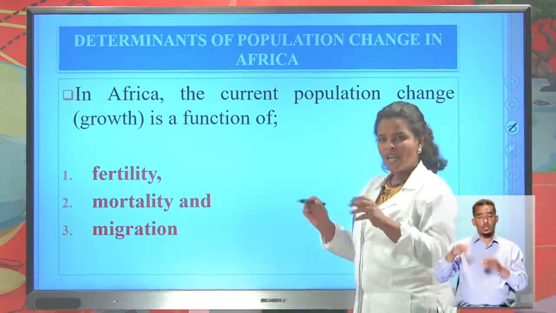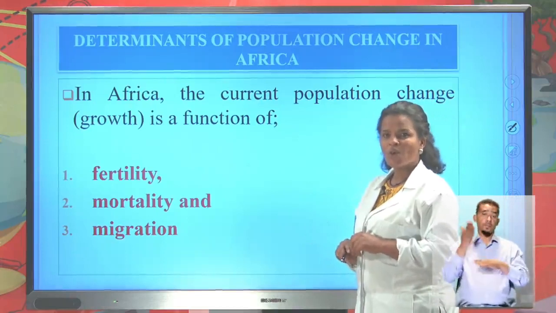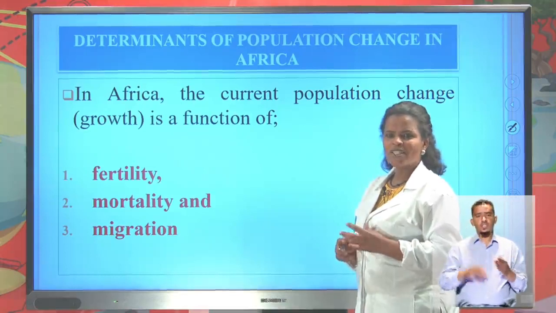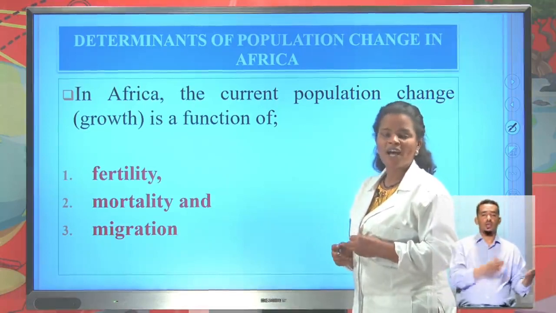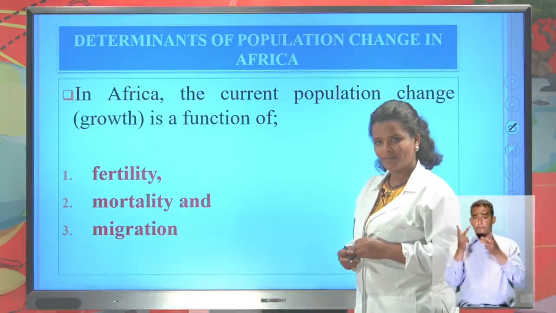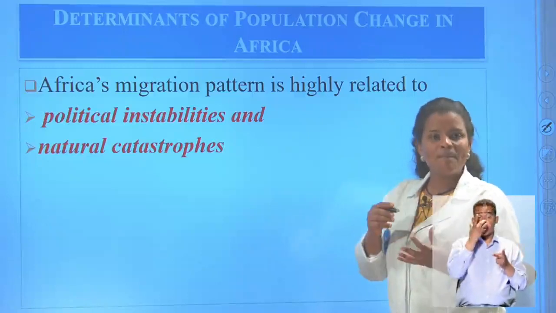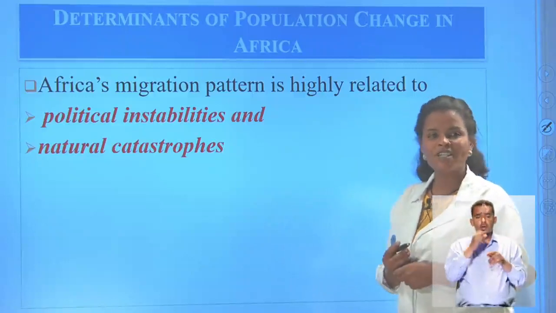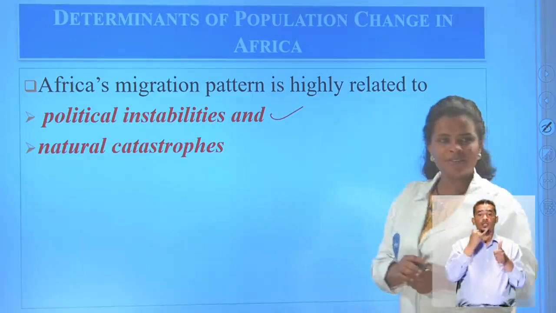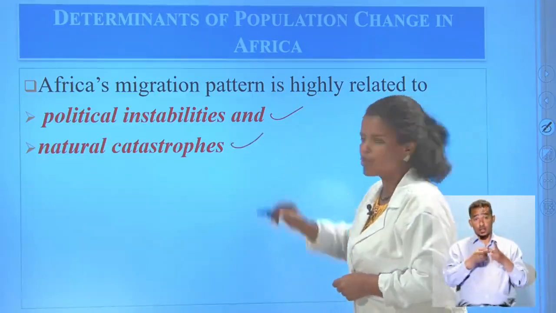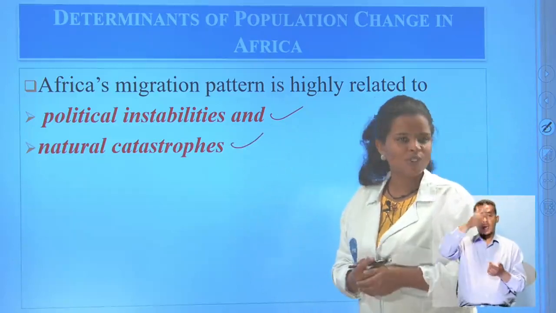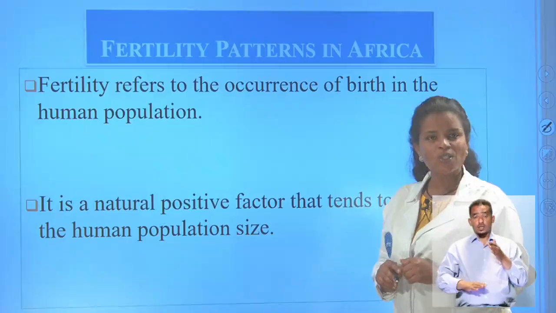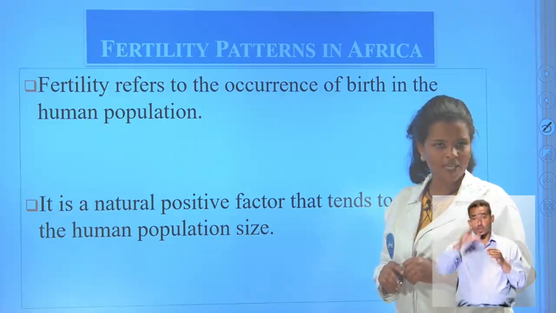So students, depending on the previous session, what is fertility, what does the fertility of Africa look like, what is mortality, and why do people of Africa migrate from one place to another? Africa's people migrate for different reasons, but the main reason is political instability, and the second is natural catastrophes.